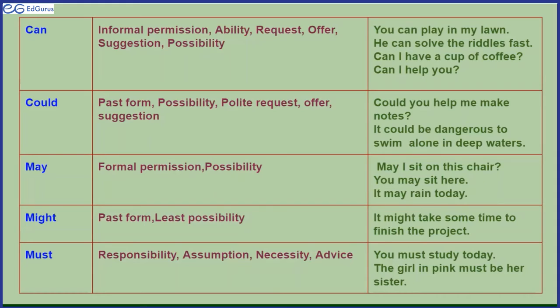Possibility. It could be dangerous to swim alone in deep waters. Suggestion is, you could have written a complete answer. You are cribbing that you haven't got full marks. Your mother gives you a suggestion: you could have written a complete answer. You could write neatly. Perhaps you would have got full marks. Is that clear? So that's how suggestion is made. Clear? Yes, ma'am. Okay, let's go to the next.